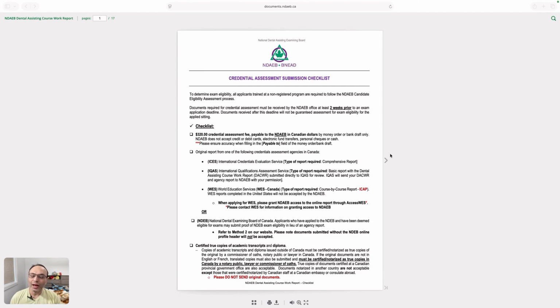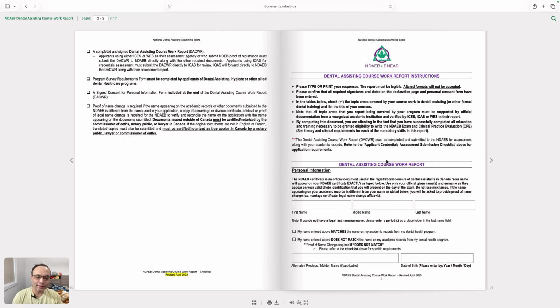Now, you have to submit true copies of your transcripts and diploma, which means they can be notarized or certified by a commissioner of oaths. Generally, they charge $10 to $20 in Canada, and they can be helpful in providing authenticity to your documents.